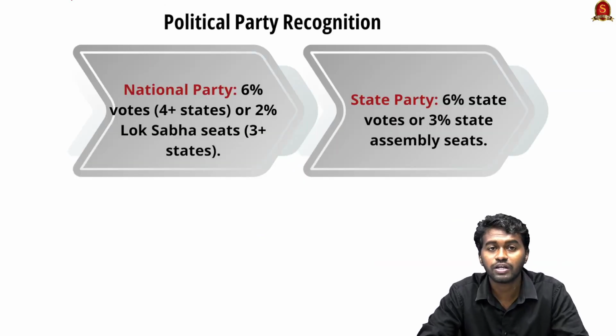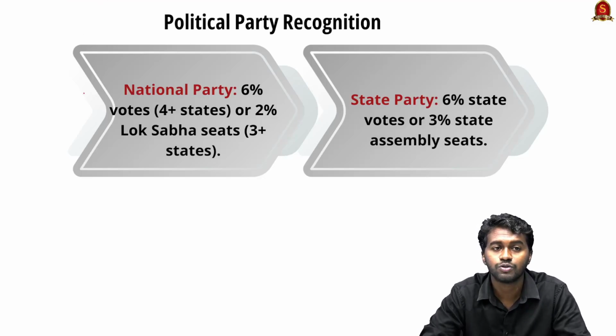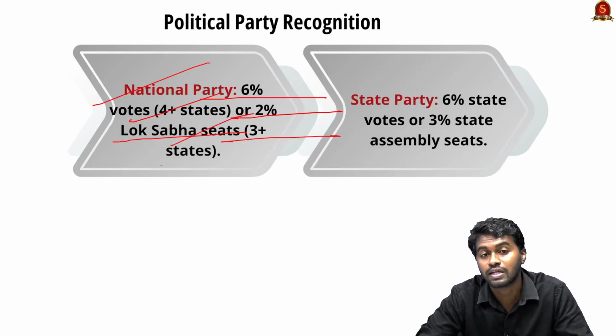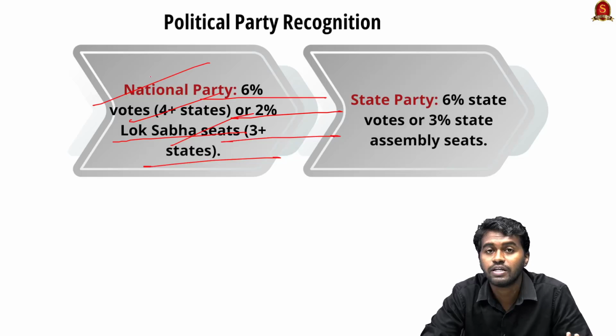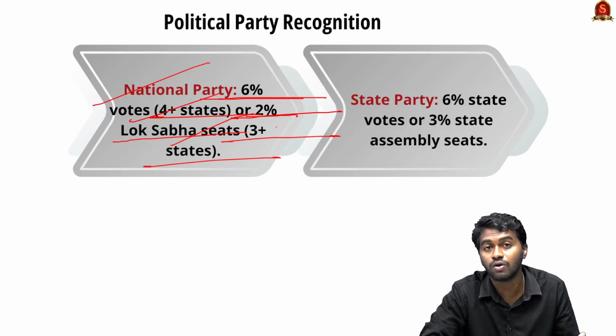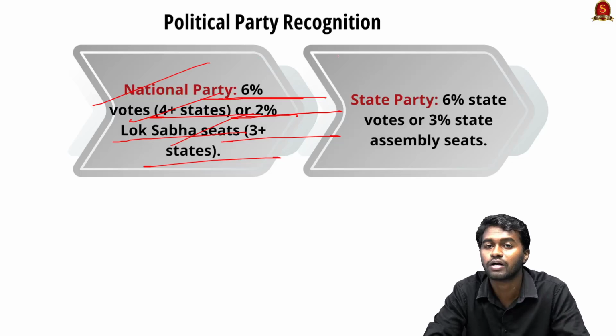And coming to the recognition of political parties, to declare a party as a national party, it should have 6% votes in at least 4 states in India, or 2% seats in Lok Sabha from more than 3 states. So these are the criteria to declare a party as a national party. First, they should have 6% valid votes in state assemblies, at least in 4 different states, or they should have 2% seats in Lok Sabha from 3 different states. So these are the 2 criteria to declare a party as a national party.